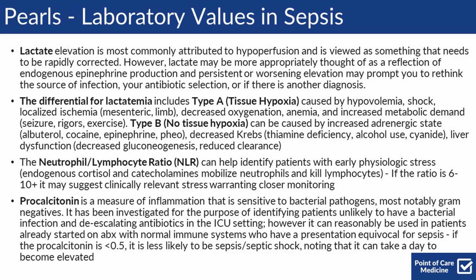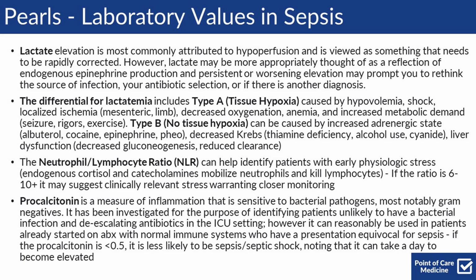The differential for lactatemia includes type A, caused by tissue hypoxia, which can be caused by hypovolemia, shock, localized ischemia, including mesenteric or limb ischemia, decreased oxygenation, anemia, and increased metabolic demand, like seizure, rigors, or exercise.